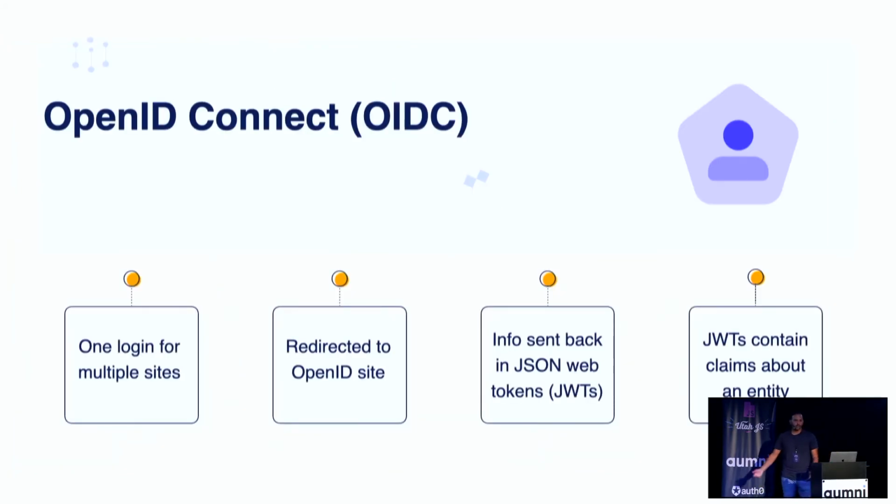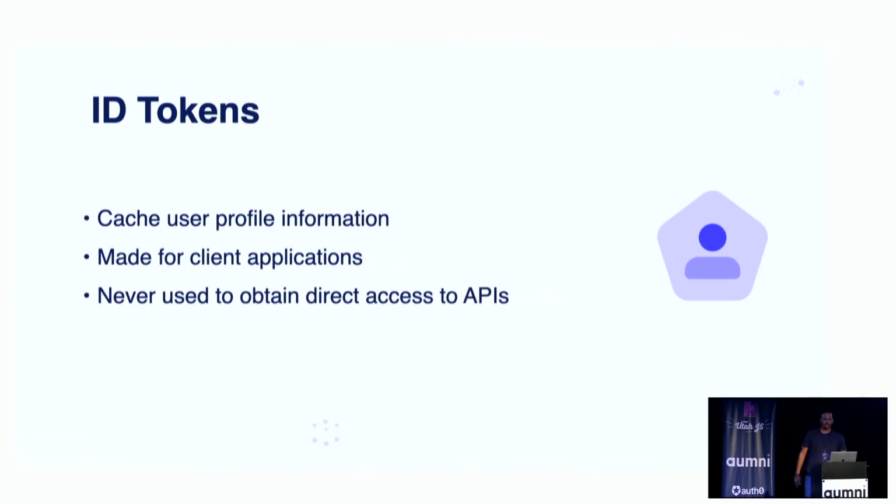It creates one login for multiple sites, right? So you can use your Google or GitHub username and password to access multiple sites. You'll have another redirect, just like we saw with OAuth 2. The info is sent back in JWTs, JSON Web Tokens, and those JSON Web Tokens contain claims, which we'll see is just an object with key value pairs about a particular user. These ID tokens follow a standard practice so that they can be parsed in the browser. They are base64 encoded, and you can verify them with a signature.